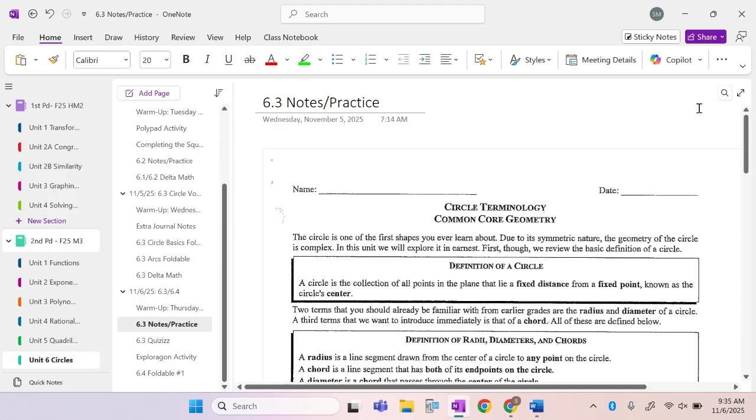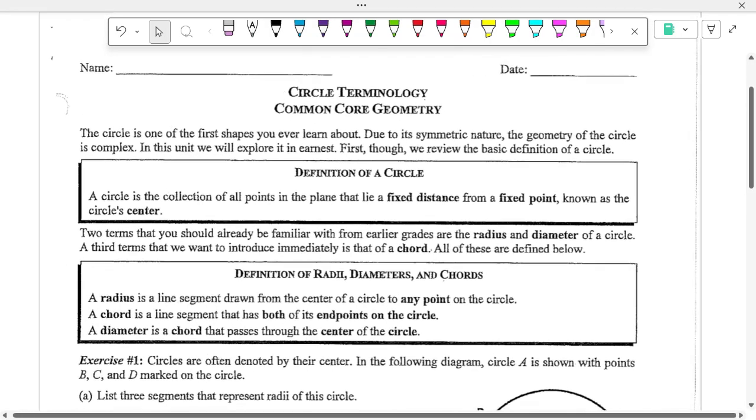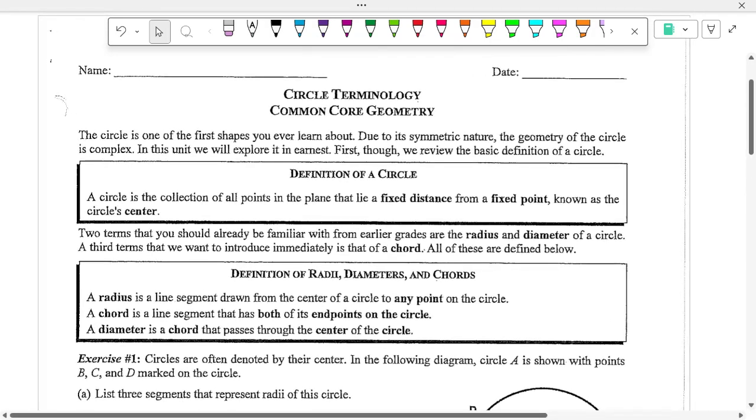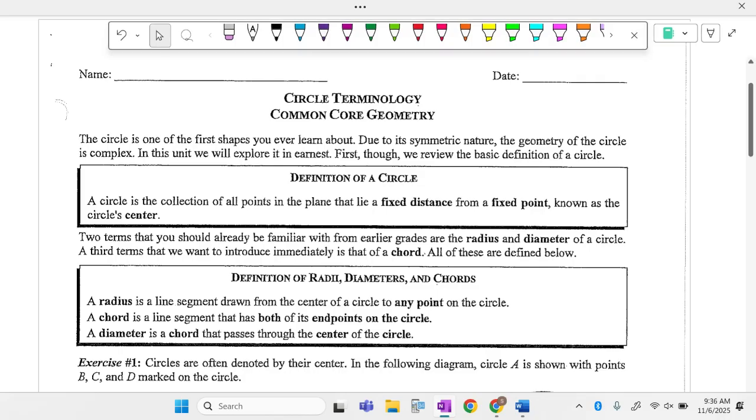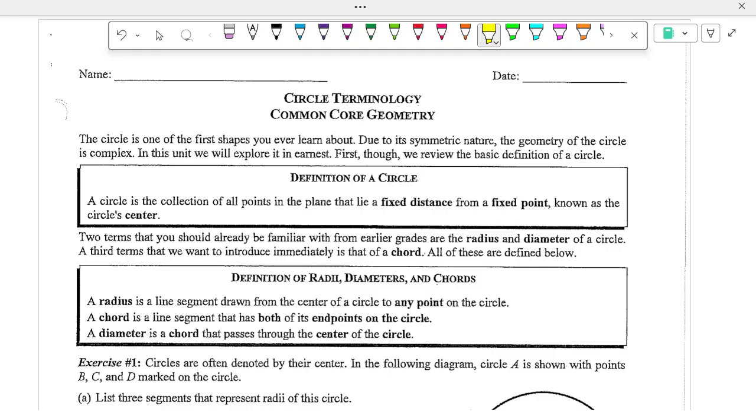So I'm on page 9 of your packet. Little bit of a review from yesterday, plus a slight bit of new stuff. So, definition of a circle, we already talked about this. It's just a collection of points on a plane with a fixed distance from a fixed point, known as its center. So, the fixed distance is its radius. The fixed point is its center.